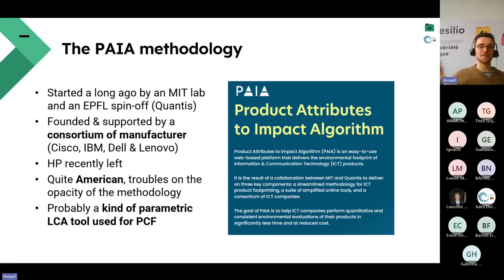Not most, but a lot of them come from PAIA. PAIA stands for Product Attributes to Impact Algorithm. It's a project started by an MIT lab and an EPFL spin-off. So Swiss guys were there, founded by manufacturers. The manufacturers work together to have this way to give you those PCF. They stand on MIT research, or they should stand on it. And this is what we can describe as a kind of parametric life cycle assessment. I will come back to this parametric approach used by the manufacturer to disclose this information.